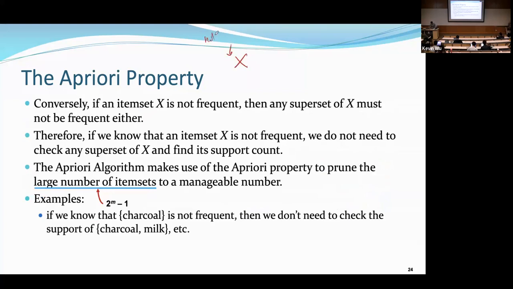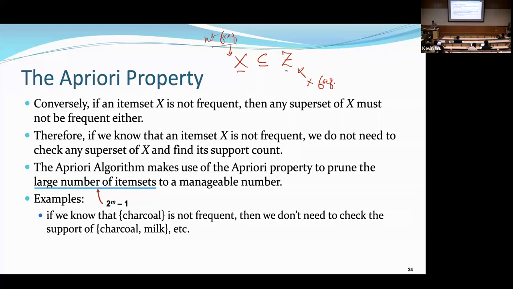Conversely, suppose I give you an item set X and say this is not frequent. Then if we consider any superset of X, let me call that Z, this cannot be frequent either. Because if Z is frequent, by the a priori property, X has to be frequent as well, and that will lead to a contradiction. So if I know that X is not frequent, then any superset of X cannot be frequent either.